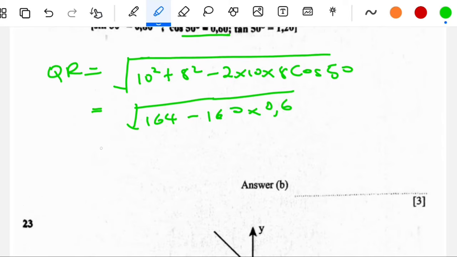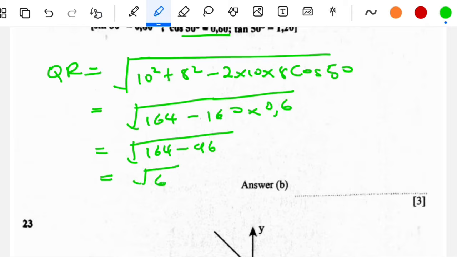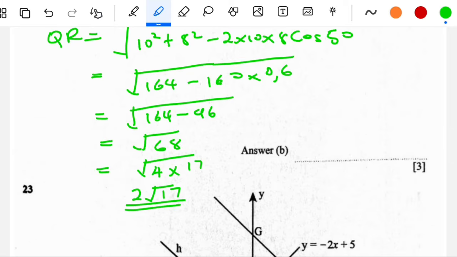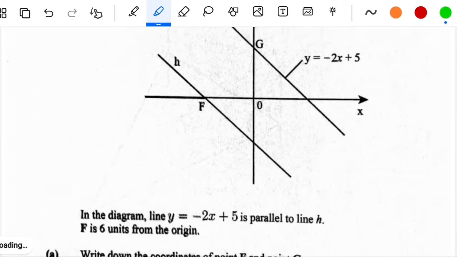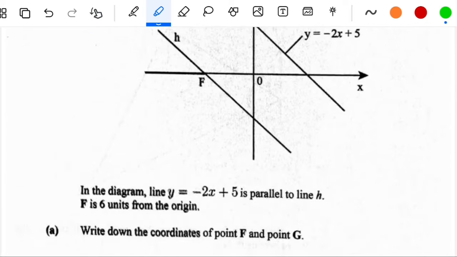Okay, so we're going to get square root of 164 minus 96, which is going to be square root of 68, which is equal to square root of 4 times 17, which is 2 root 17 in surd form, and the units is meter. Then now we are on number 23.